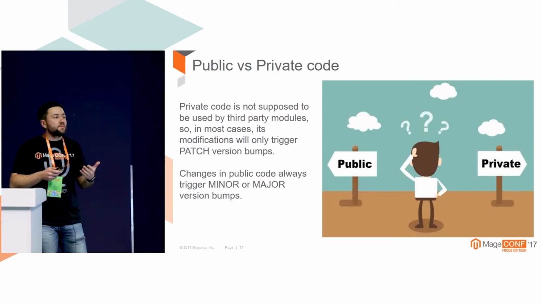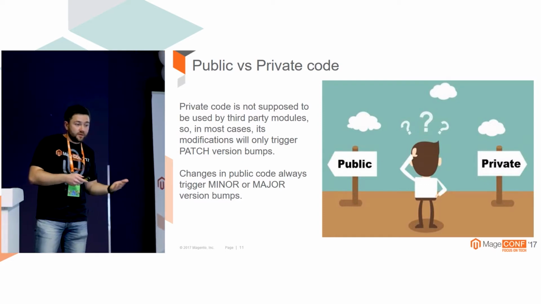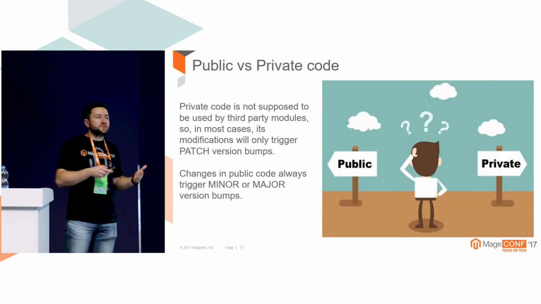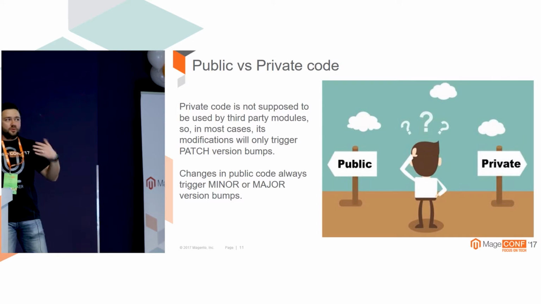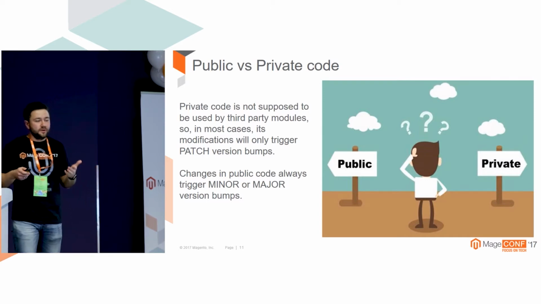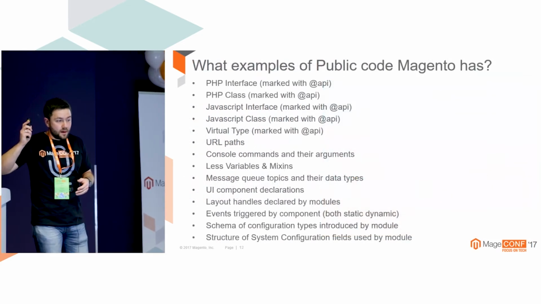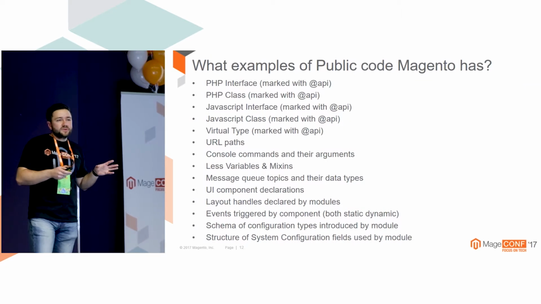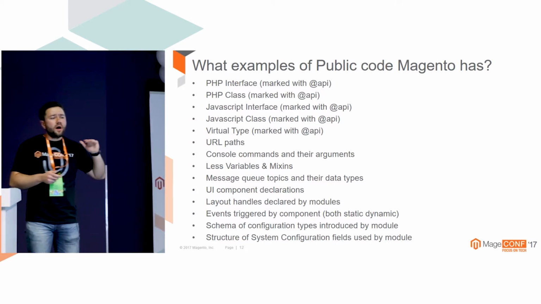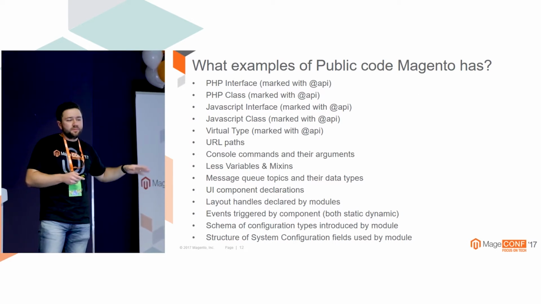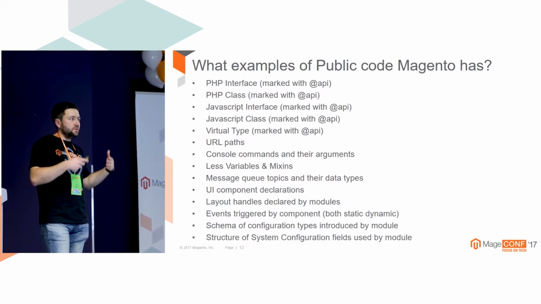But PHP doesn't provide that on the level of the language. That's why all the code we have is public, actually. So we can't prevent you from using classes or interfaces which are not annotated with API. If you do it, you're in charge of these changes. And here are examples of the public code Magento has. It's not just PHP interfaces and classes. There are a lot of other examples: JavaScript classes, JavaScript interfaces, virtual types, and a lot of configuration. All of these are examples of the public contract which you're supposed to rely on.